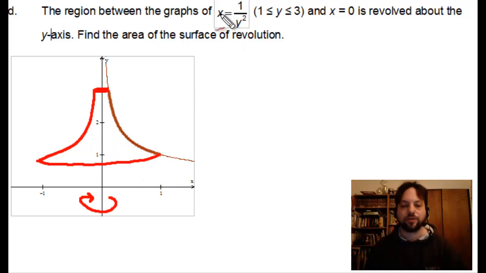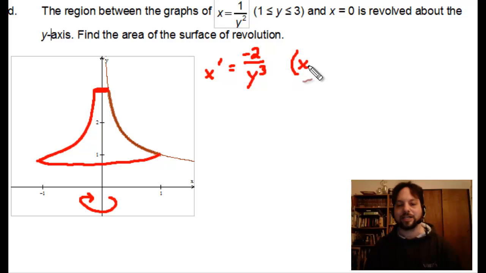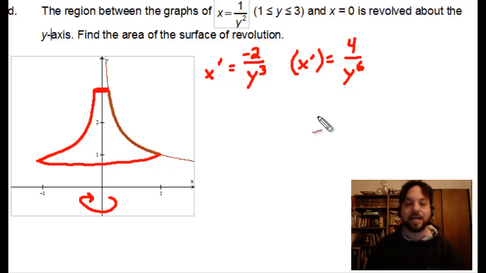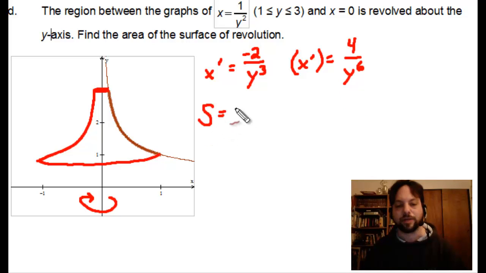Well, we know our original function is x equals 1 over y squared. The first thing we need to do is find the derivative of that function. And so x prime is actually going to equal negative 2 over y to the third. Now, if we go ahead and square our derivative, of course, what we'll end up with is 4 over y to the 6th. And now we have everything we need to set up our surface area formula.